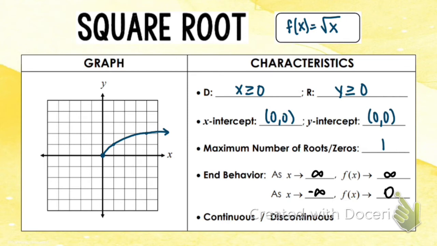In this case, the function is discontinuous, and that is because it stops at 0. It does not have arrows on both sides.